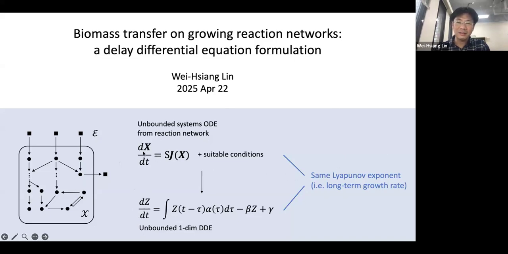And why are we doing this? Because analyzing a one-dimensional DDE sometimes has an advantage over analyzing the ODE. And I will elaborate on that in the later part of the talk.